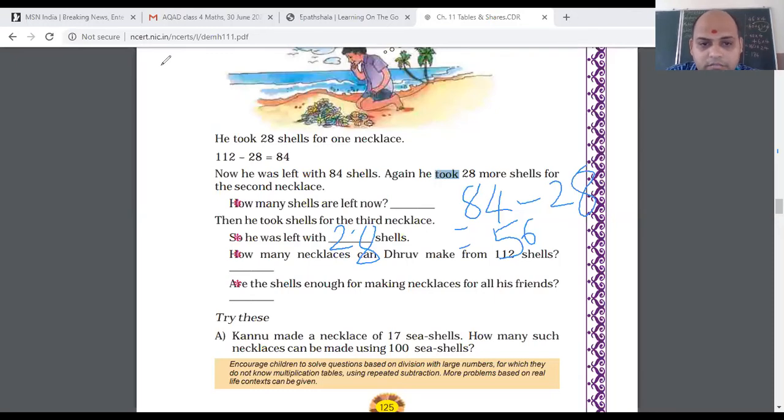Paril, I'm listening. How many necklaces can... 28 necklace? Yes, very good. No, 28 is the number of shells. Ayush, you want to speak something, beta? Speak up now. You can speak now.